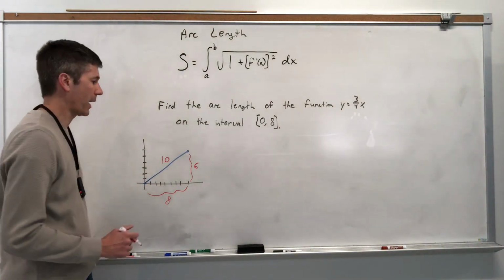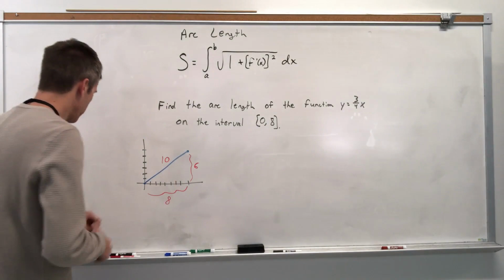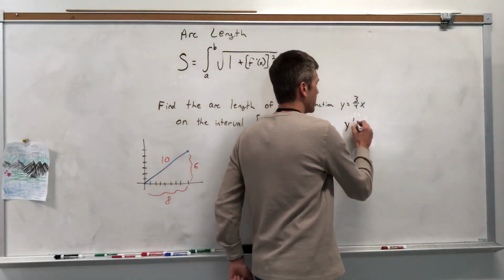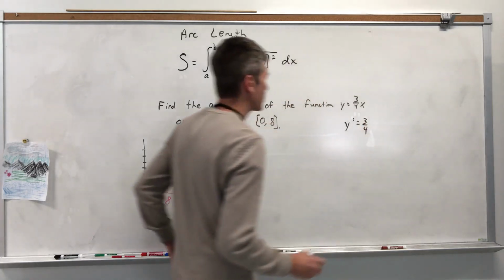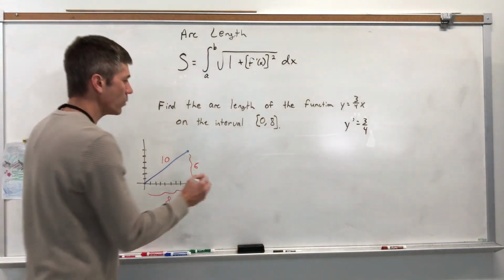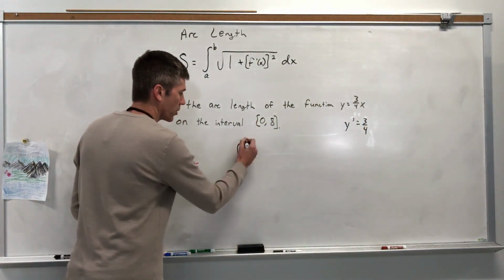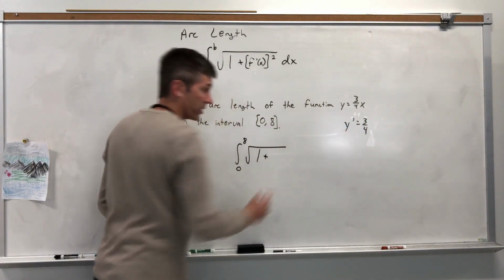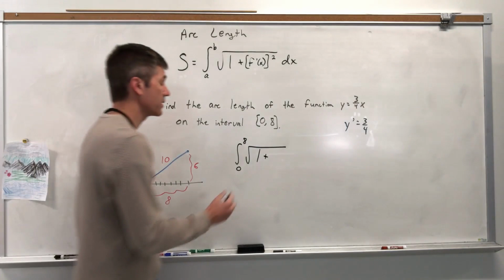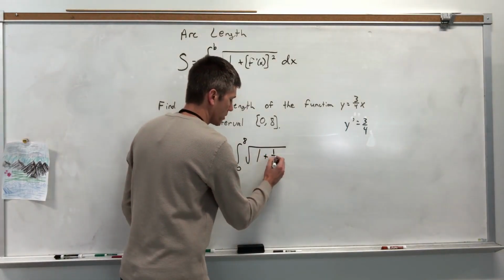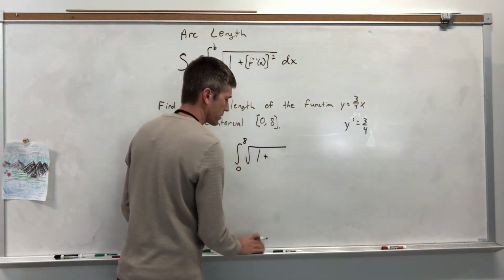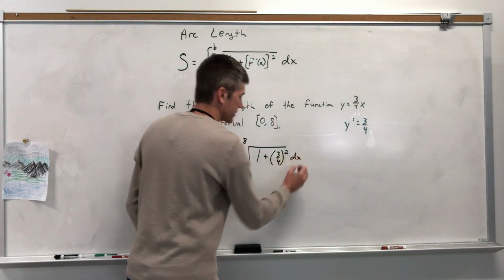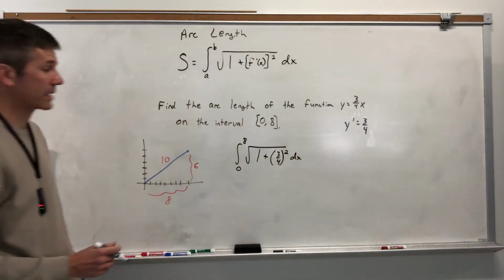Again, I want you to see the magic behind it, but I will go kind of fast. So let's use a good marker. y prime equals 3/4. Going to be convenient, okay? So I want the integral from 0 to 8 of the square root of 1 plus that derivative, which has no x in it, squared. 3/4 squared, and then dx. This is going to work out quite neatly, actually.